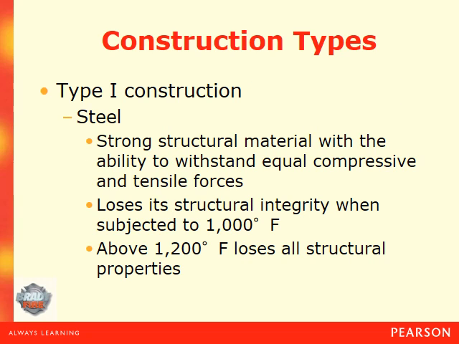Now, your type 1 construction can primarily be made up of concrete, as I said, but also steel. Steel is a strong structural element with the ability to withstand equal compressive and tensile forces. However, it does lose its structural integrity when subjected to 1,000 degrees Fahrenheit. Above 1,200 degrees, it loses all structural properties and will essentially bend and collapse. But since it's type 1, steel girders need to be insulated from the fire.